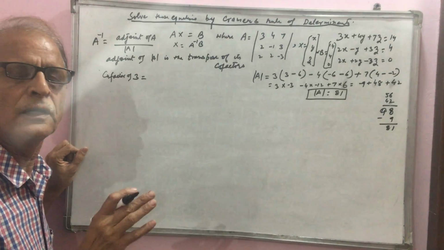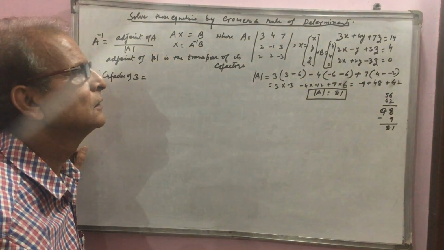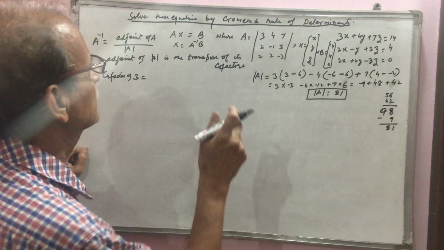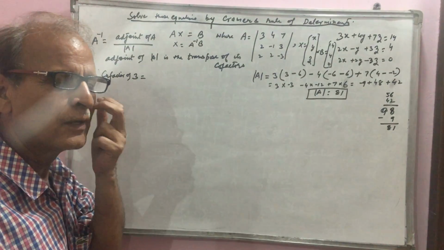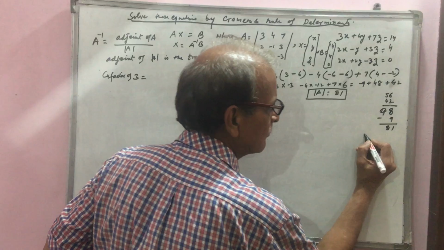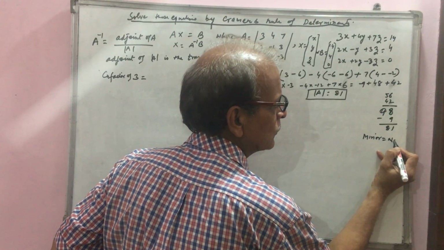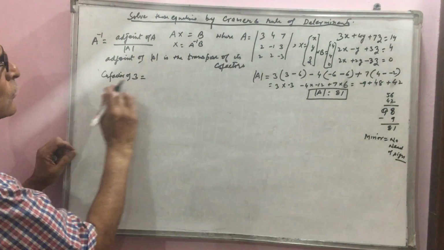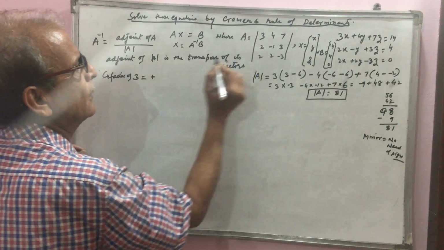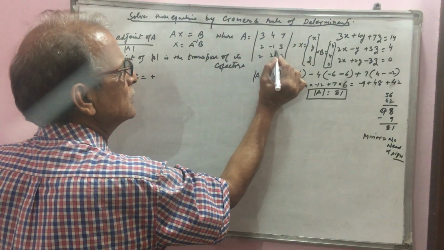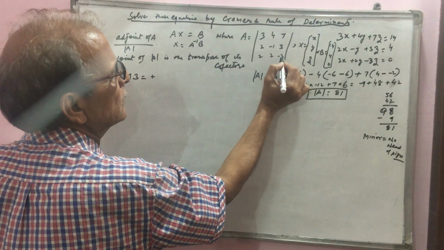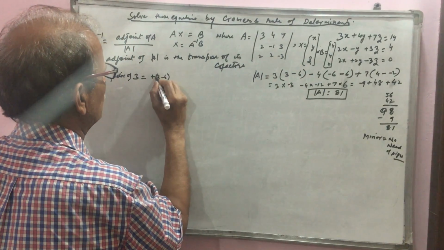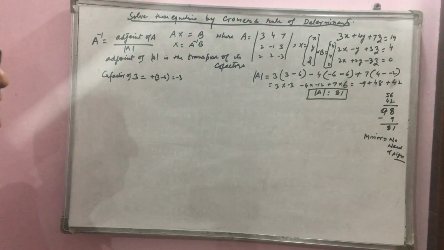So while finding cofactor, positive and negative sign must be kept in mind. You have to take the positive and negative sign while finding cofactor. But for finding minor, no need of sign. So cofactor of 3, first element, you take plus, read this row and this column, multiply by this, minus 1 into minus 3, 3, and minus 6, it will be minus 3.